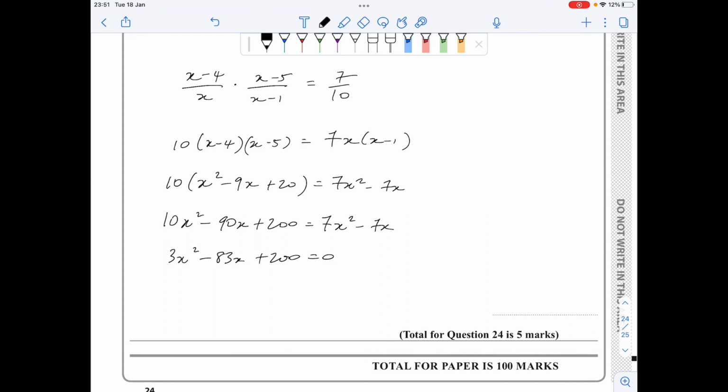If you factorize, you will get (3x − 8)(x − 25) equals 0. So either x is 8 over 3 or x is equal to 25. Now x is equal to the total number of marbles. x cannot be a decimal, so x has to be an integer, and it is equal to 25.